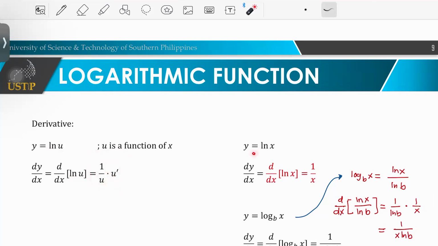So, if you have ln x, class, that will be 1 over x, multiplied by its u prime. Your u prime is your x, so u prime is the derivative of x, meaning that is just 1. So if you have ln x, its derivative is 1 over x. It's easy to remember.